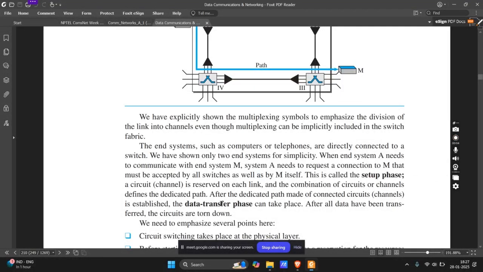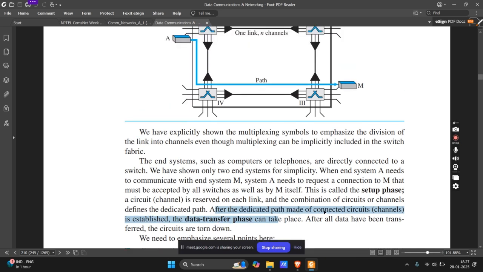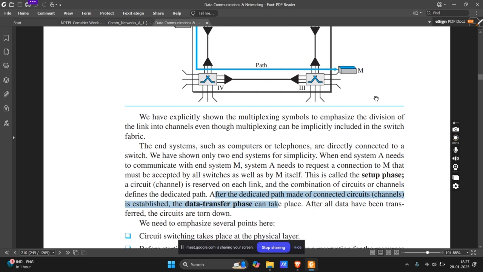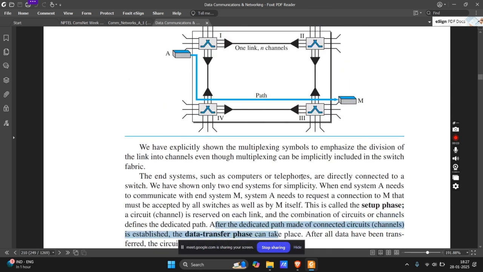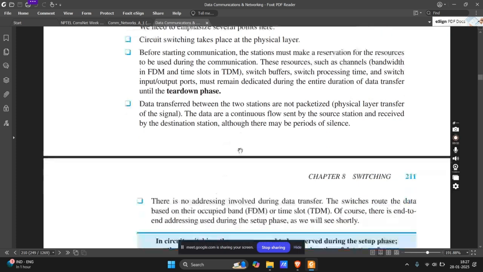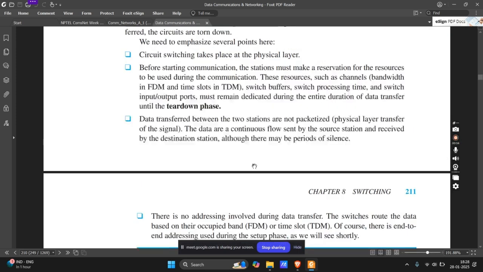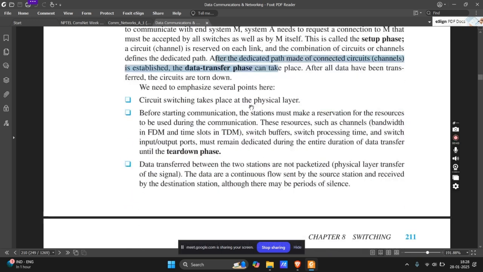Once the dedicated path is made of connected circuits, the data transfer can start. And once the data transfer has started, it will happen almost instantaneously, because all the channels are already reserved. Then we have to tear down the connection, meaning we have to clear those channels, which will no longer be assigned to this pair and can be assigned to another pair. So once all the message has been transferred from A to M, that channel will again be open to request for another pair of transmitter and receiver.